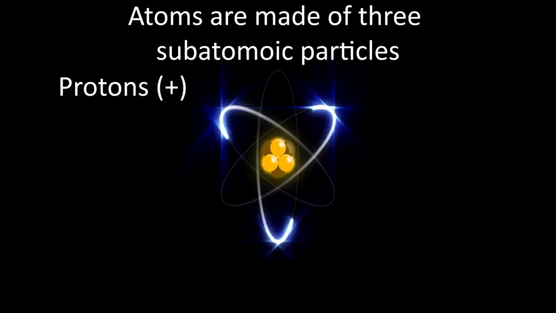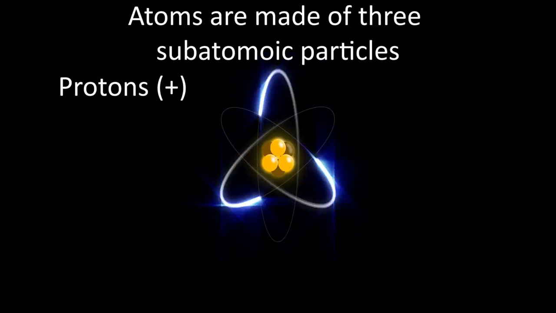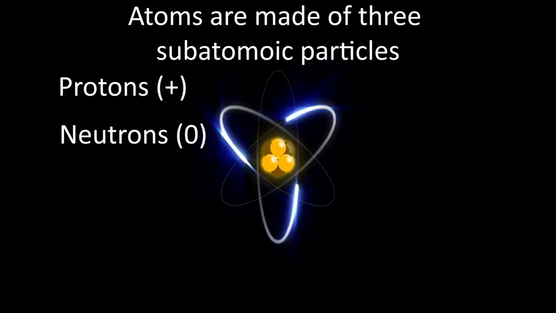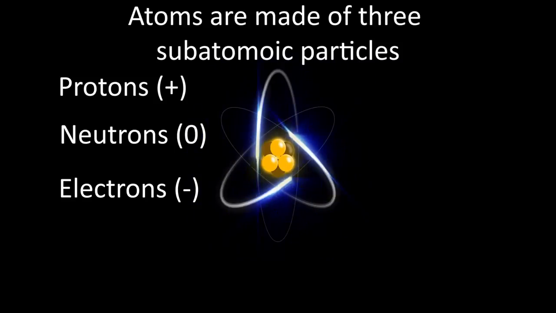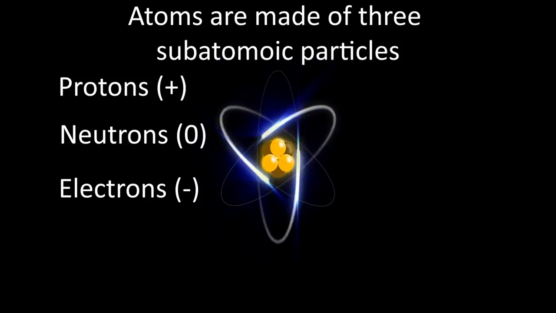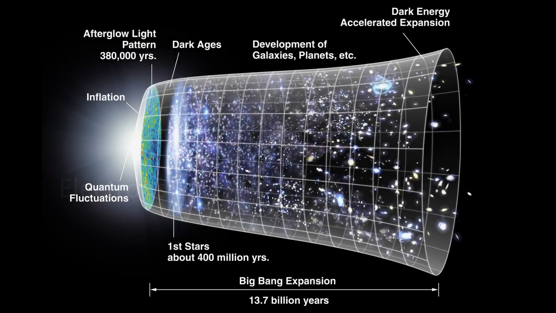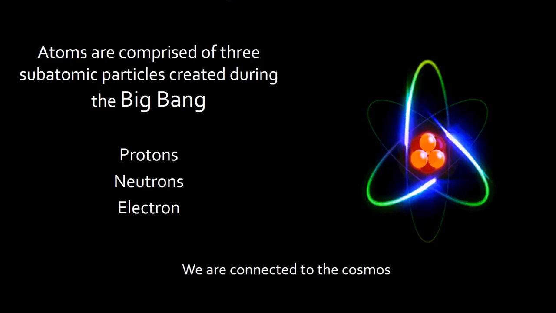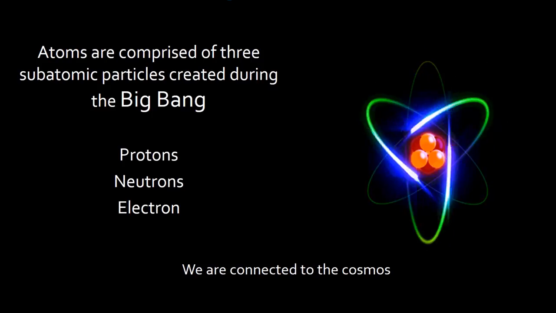And now for a little background. Elements are atoms, and atoms are made up of three subatomic particles: protons that have a positive charge, neutrons that have a neutral charge, and electrons that have a negative charge. These three subatomic particles were created in the Big Bang 13.7 billion years ago. They are the basic fundamental building blocks of the universe.